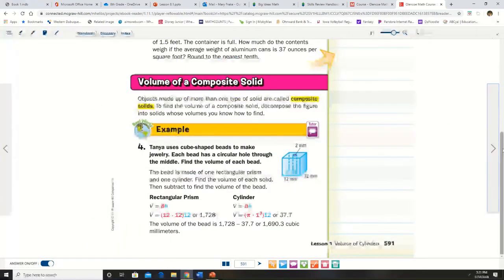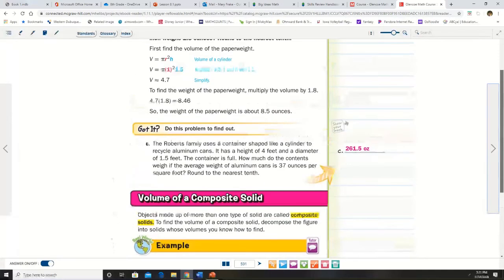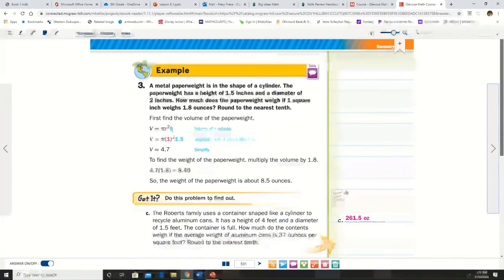Next, we're going to go ahead and move on to the next page. They do give us another practice problem at the top, example 3. This one is a little bit different. It says a metal paperweight is in the shape of a cylinder. The paperweight has a height of 1.5 inches and a diameter of 2 inches. How much does the paperweight weigh if 1 square inch weighs 1.8 ounces? Round to the nearest tenth.